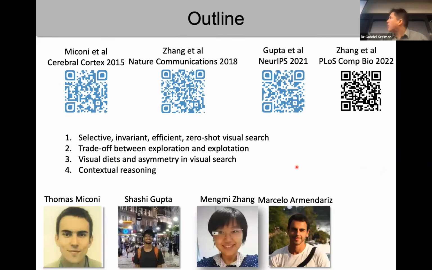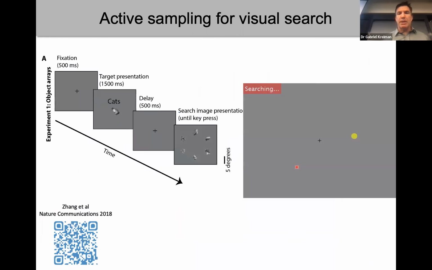Okay. So I'll talk about work from several people. First, I'll give you a flavor for a type of model that I will argue can achieve these key properties of visual search. I will talk a little about the trade-off between exploration and exploitation. I will also use this as an example to illustrate how the visual diet, how you train a system, can be important in the final outcome. And then if time permits, I will talk about contextual reasoning in visual search as well. So I will talk about several different tasks, and they all have a similar structure. Yes?